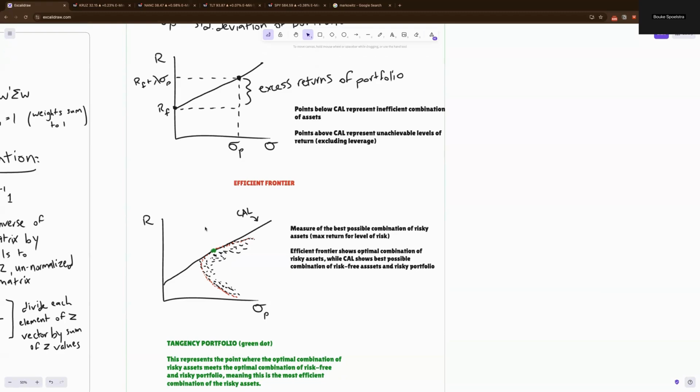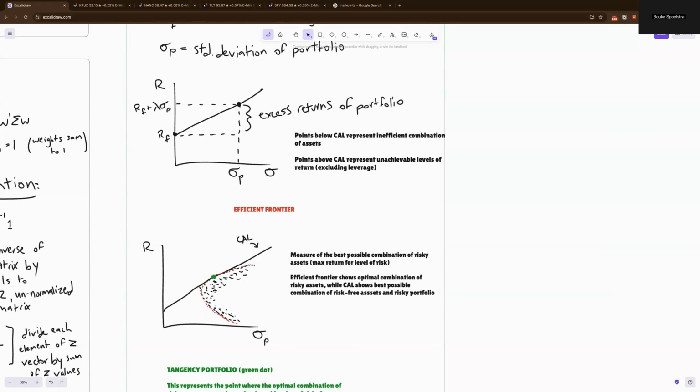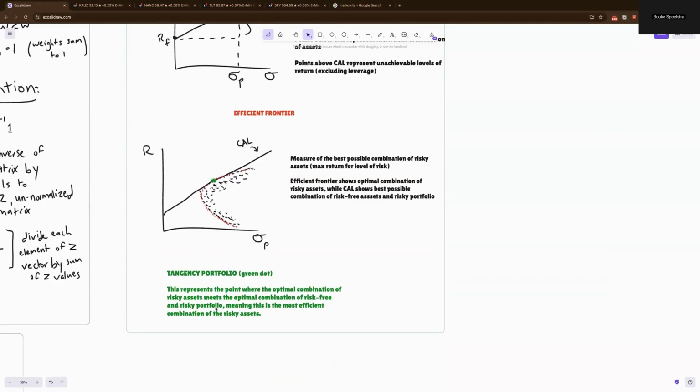So this basically maximizes the return and minimizes the risk. So the weights that correspond to this point would be your optimal weights.